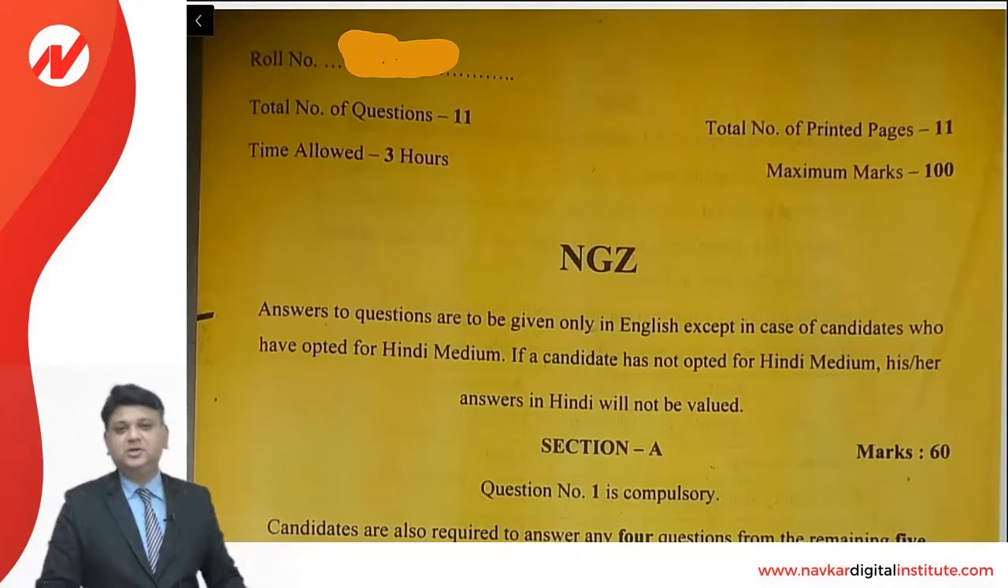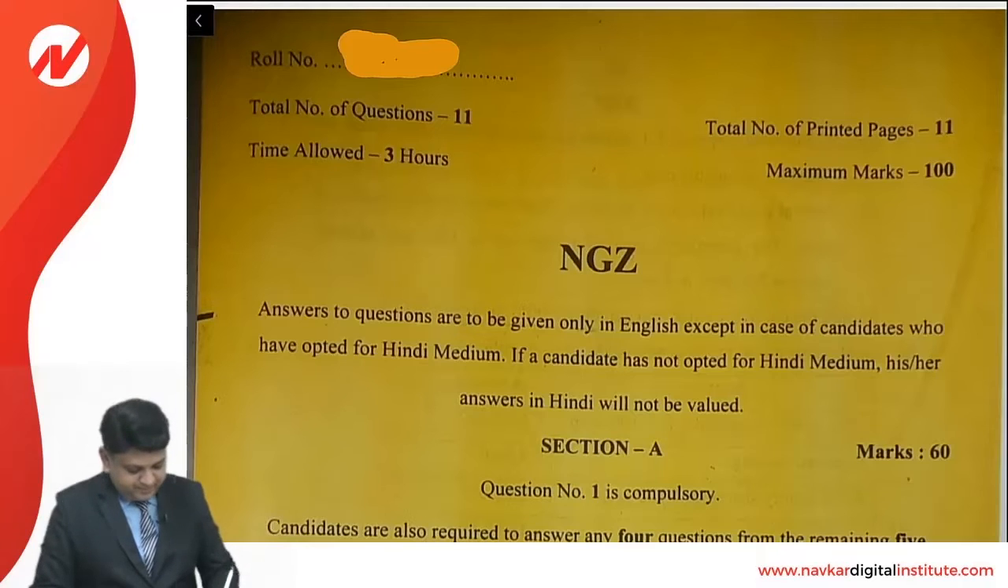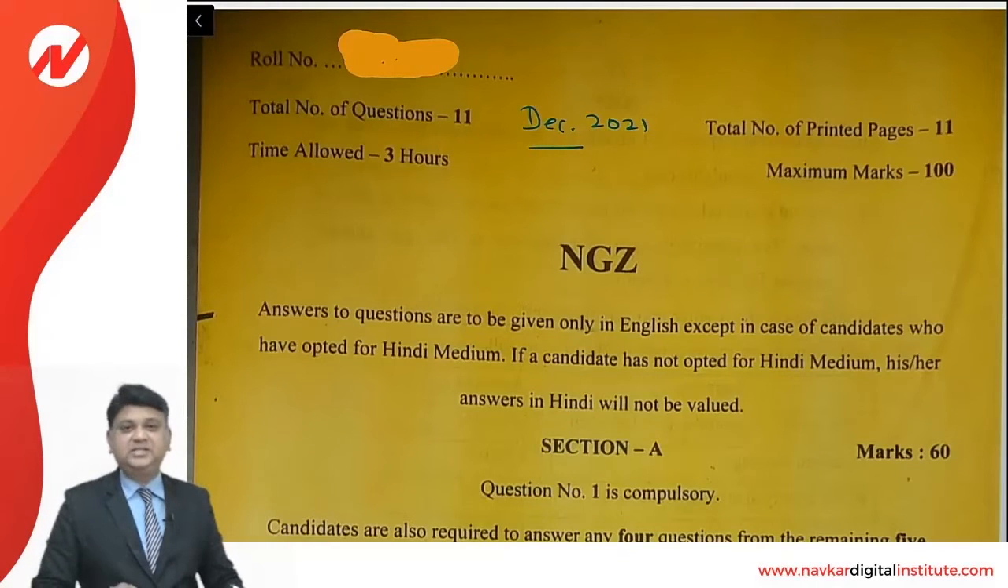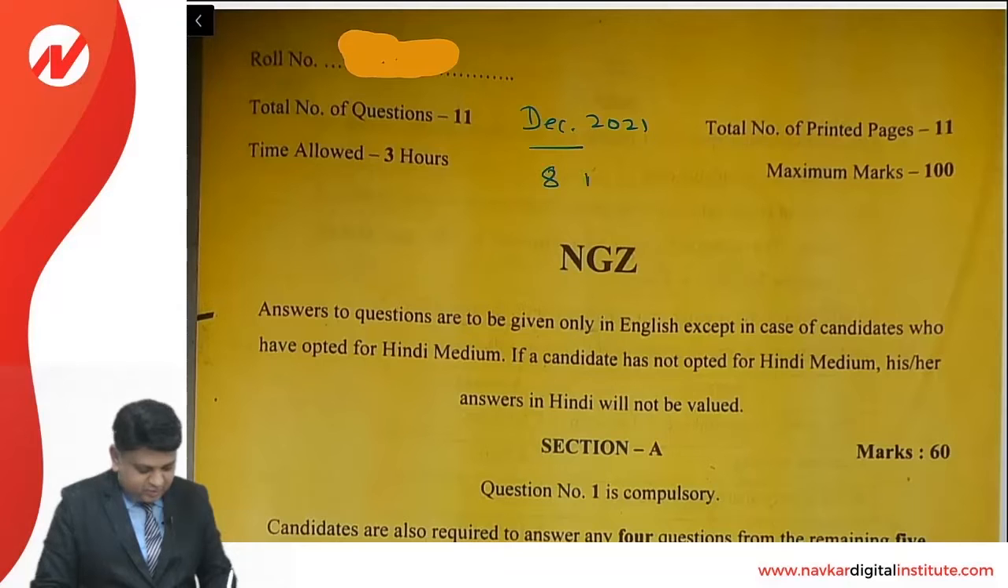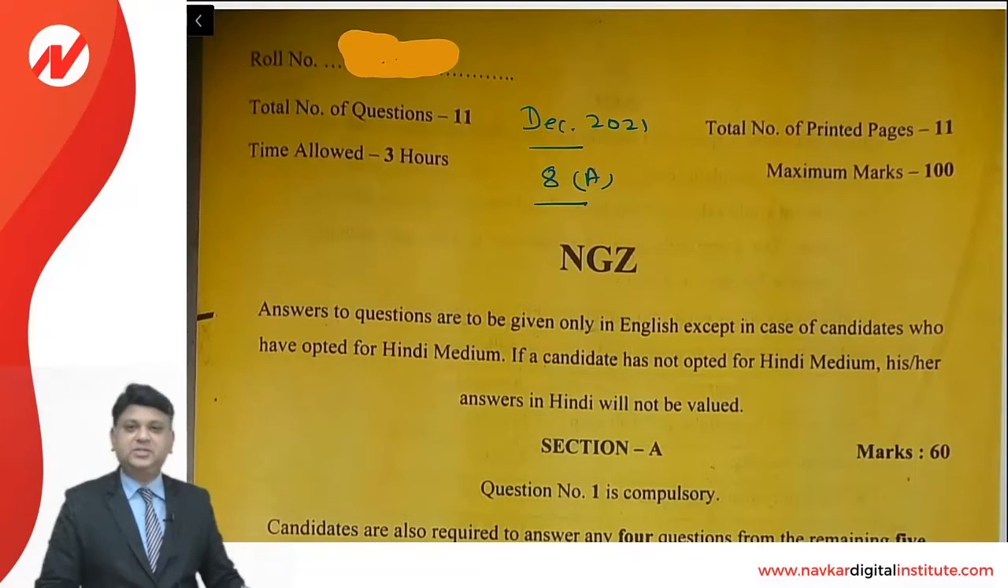Dear students, we are going to have a discussion about the CA Intermediate Examination paper of December 2021 for Financial Management. That is paper number 8A that we are going to discuss. So let us start with the discussion of the examination paper.